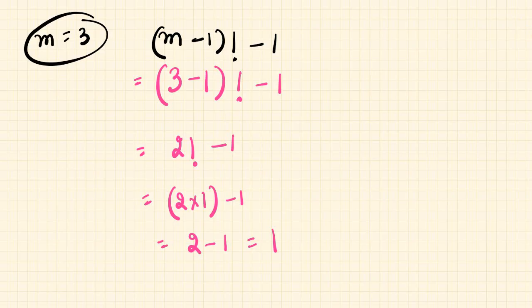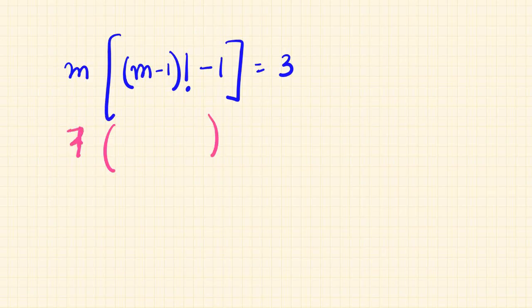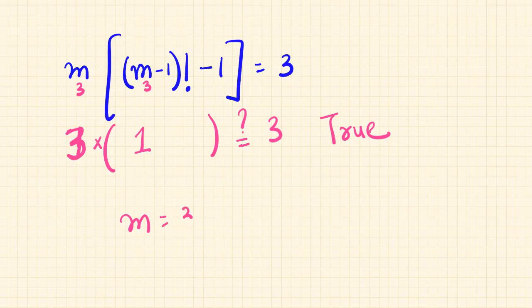Now, I was already having m times m minus 1 whole factorial minus 1 is equal to 3, right? So when I put this 3 for m, I automatically got this part as 1. Is it coming to be 3? Yes, it's true, it is coming to be 3. Hence my m is 3, right? Is this the answer? Nope.